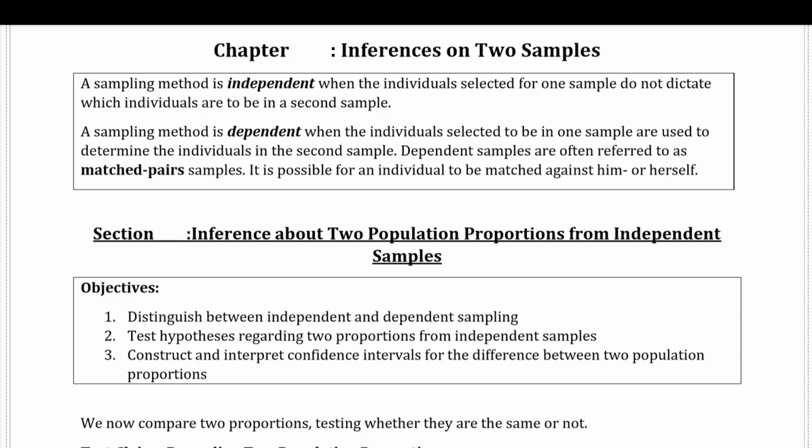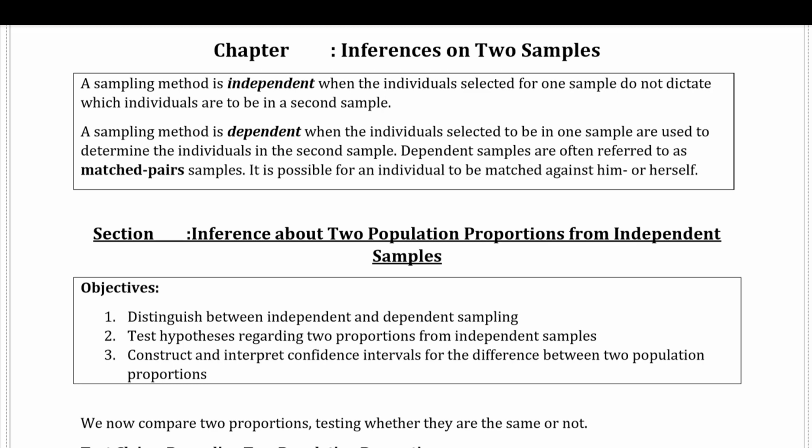Welcome back. In this chapter, we're going to talk about inference on two samples. In the previous chapter, we introduced hypothesis testing, and we did hypothesis testing on three different parameters: the proportion, the mean, and the standard deviation. Now in this chapter, we're going to deal with parameters from two different populations, and we're going to see how they compare to each other.